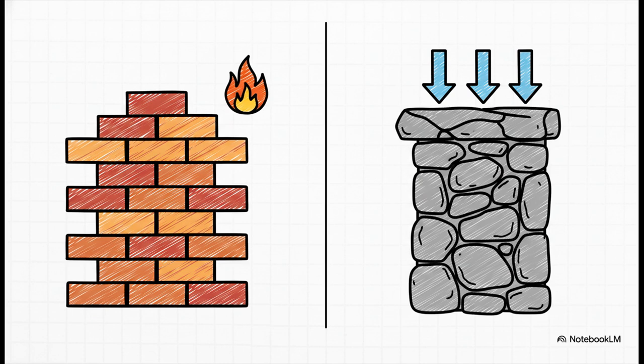Bricks, which are formed from clay and burned in high-temperature kilns, give us a perfectly uniform shape, low water absorption, and really excellent thermal insulation. Stones, harvested directly from igneous or sedimentary rocks like granite and sandstone, provide unparalleled compressive strength and weather resistance. That makes them the absolute ideal choice for retaining walls, bridge piers, and heavy load-bearing foundations.